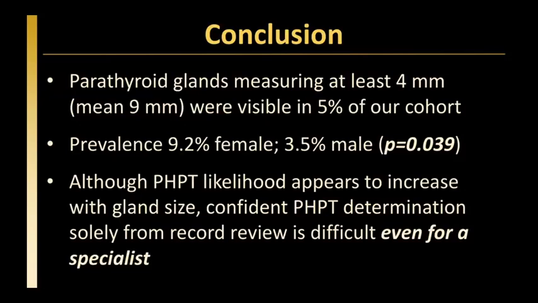In summary, parathyroid glands measuring at least 4 millimeters were visible in 5% of our cohort with a mean gland size of 9 millimeters. The prevalence of visible glands was significantly higher among women than men. Although the likelihood of primary hyperparathyroidism appears to increase with increasing gland size, confident determination of the presence or absence of primary hyperparathyroidism solely from electronic medical record review is difficult even for a surgical specialist. This was particularly true in our cohort, given that PTH was only available in a single patient.